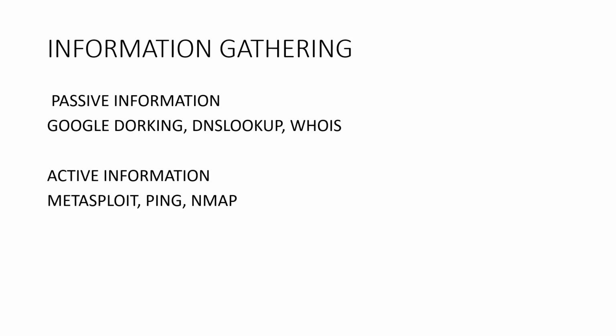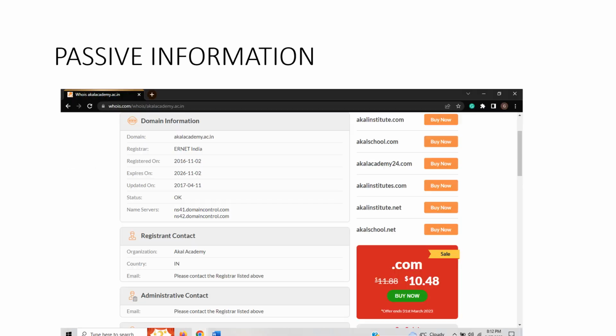In the active information gathering, we ping the website to get information from them. With this, the server knows that somebody is trying to ping it, and we use Metasploit, ping, and Nmap for this also. And instead of Nmap, we also use WMAP for the passive information.